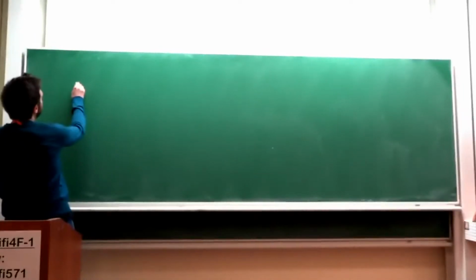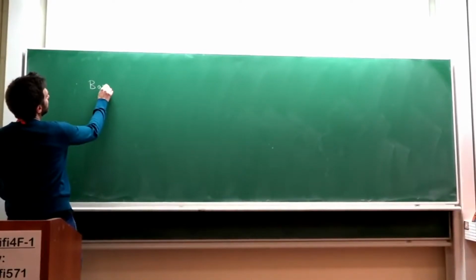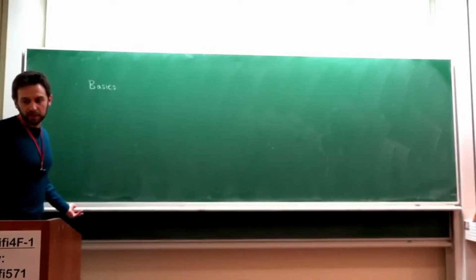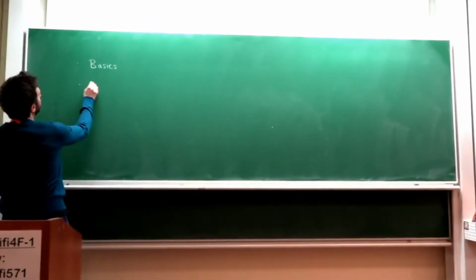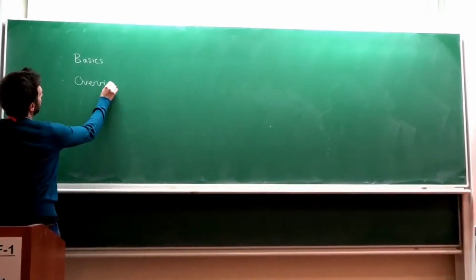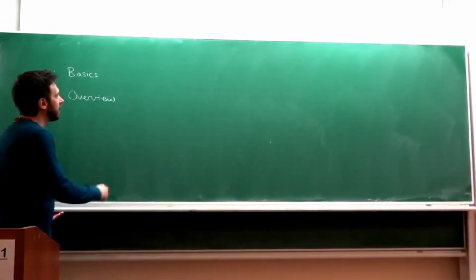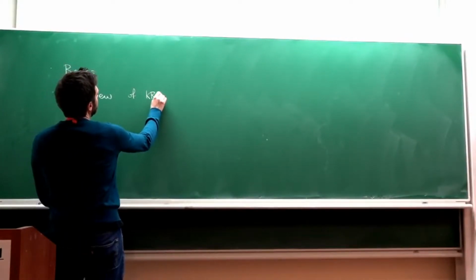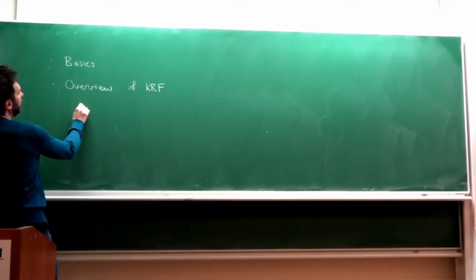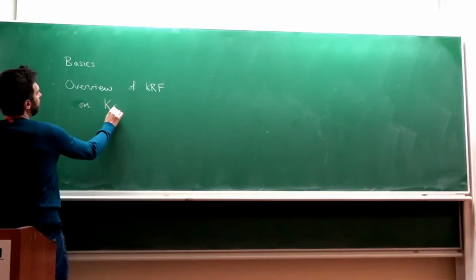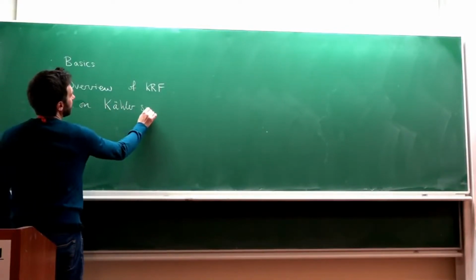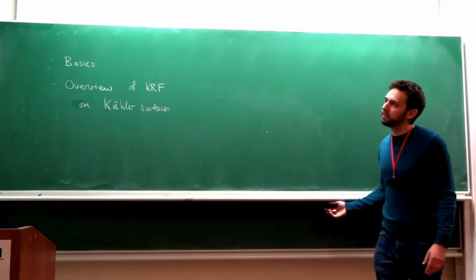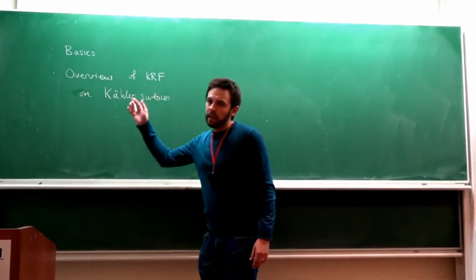But today my goal is really some basics about Kähler manifolds, the notation I'm going to use, and so on, and a kind of overview of the Kähler-Ricci flow, especially in the case of Kähler surfaces. So I'm going to write KRF for Kähler-Ricci flow on Kähler surfaces. Namely, these are complex manifolds of complex dimension 2, so real four-dimensional manifolds which admit Kähler metrics.